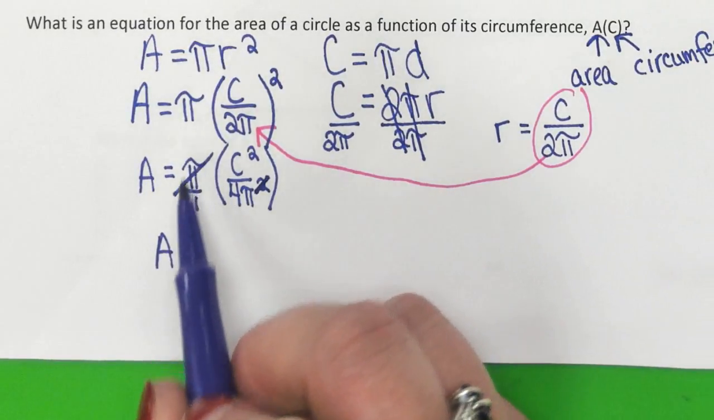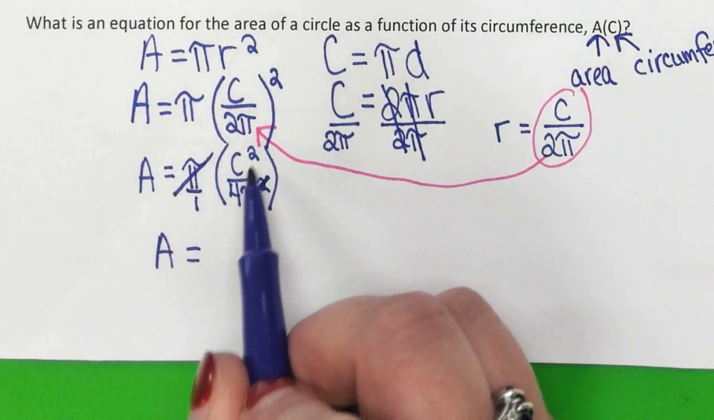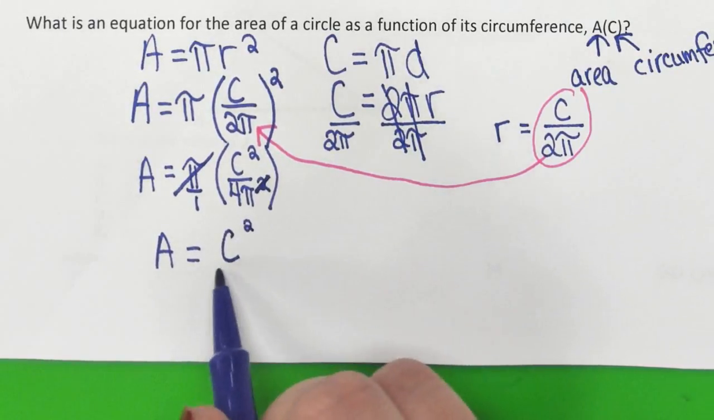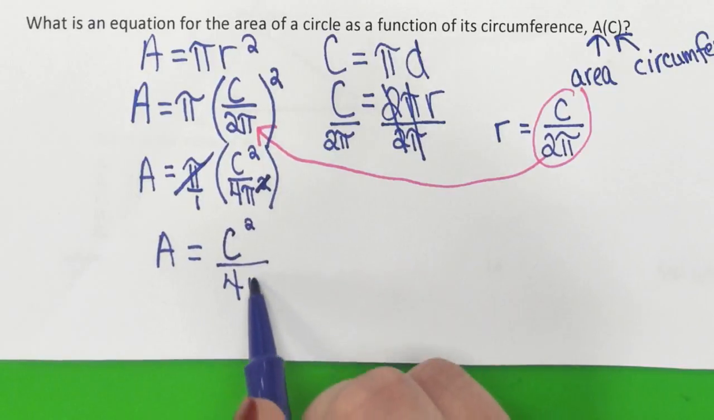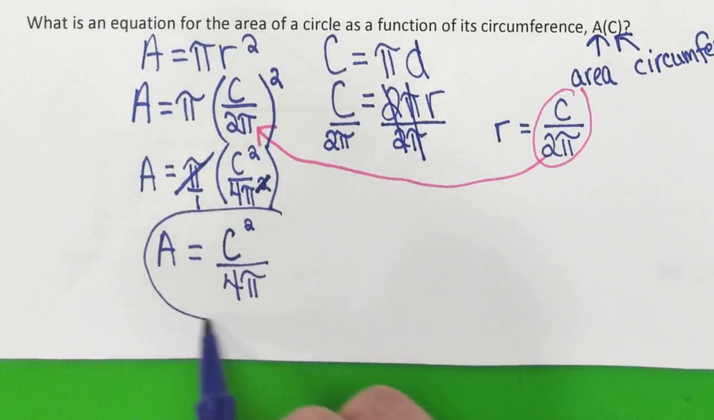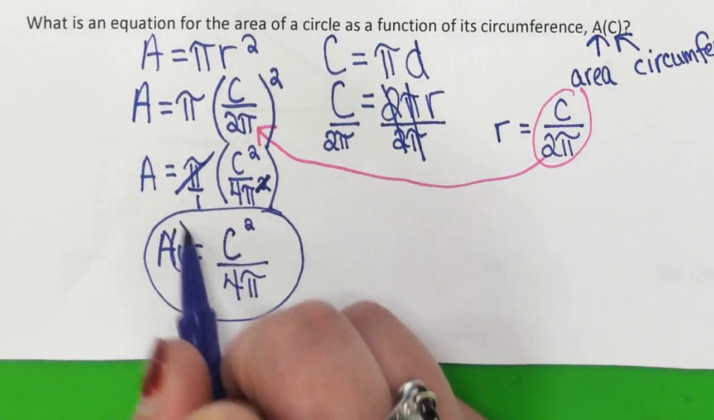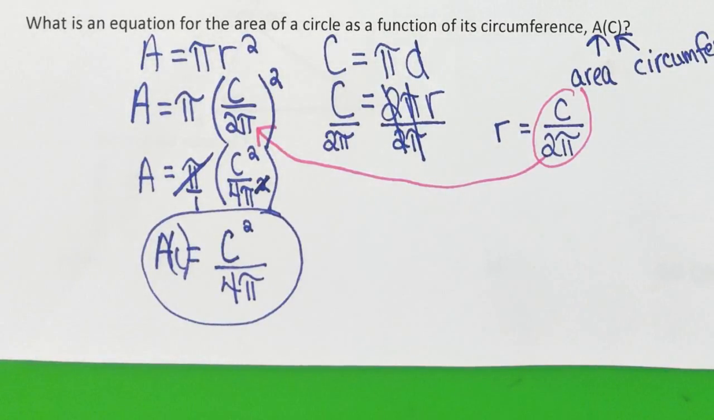So do I have anything left out front? No. What do I have left over here? C squared over 4 pi. Look at you go. Are y'all okay? Actually, we should write that A of C. Oops. Sorry. A of C. Are y'all okay? Yeah? Ish? A little bit? All right.